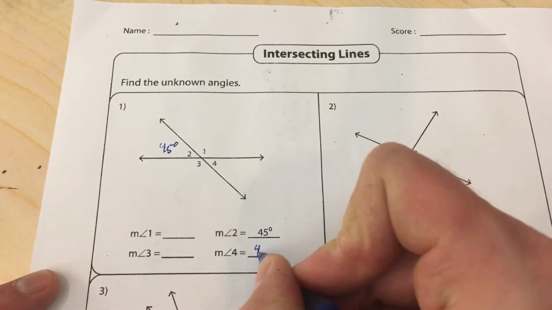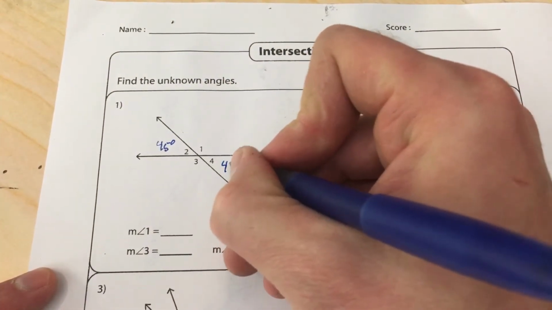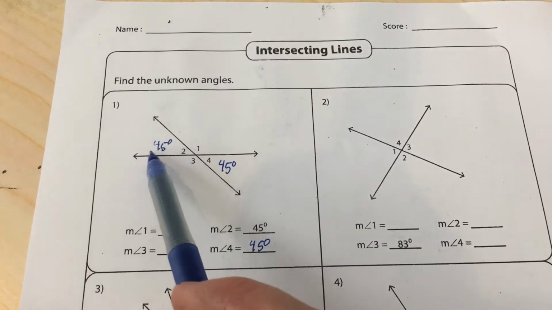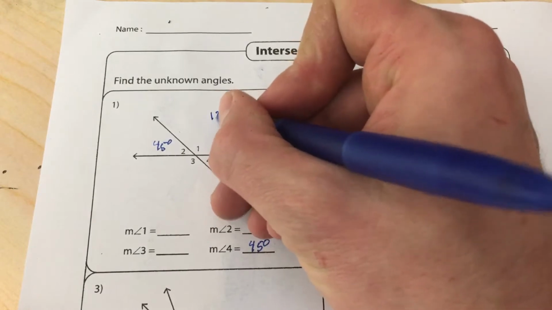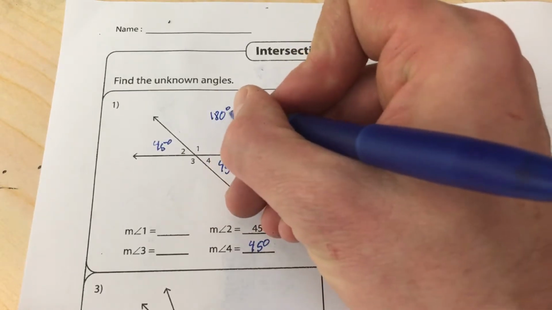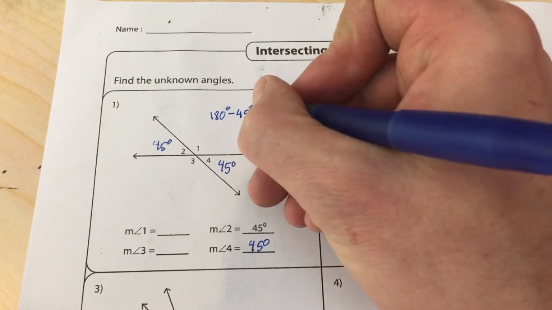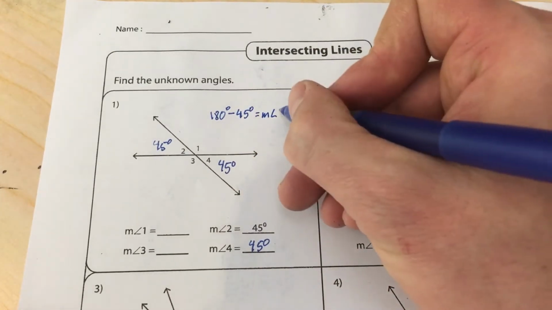So angle 4 is 45 degrees because it's opposite of it, right? So we've got 45 degrees. Okay, so if we know that this is 45 and we know that a straight line has 180 degrees, and if we subtract 45 from it, we'll get the measure of angle 1.